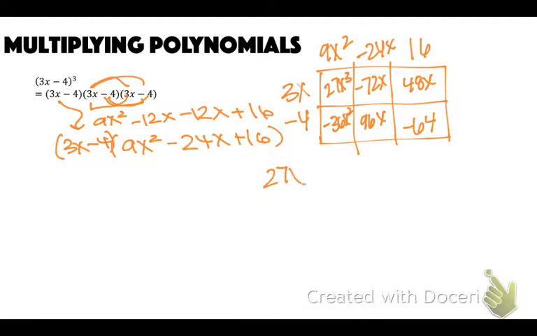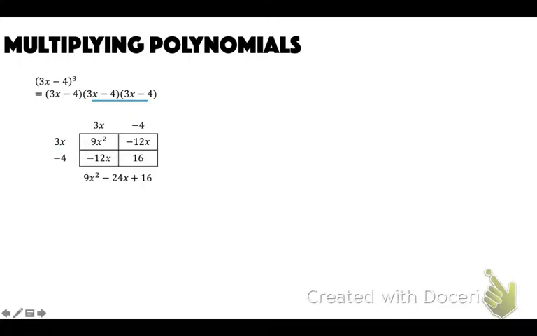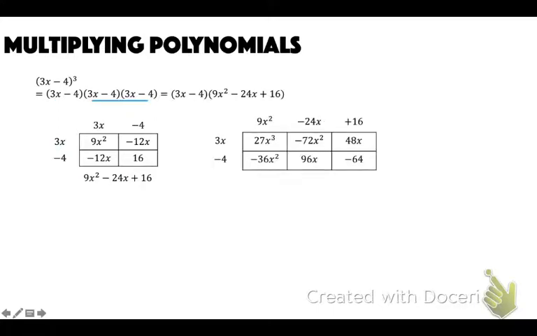So then that's 27x cubed. Combine those two, so negative 36 minus 72. I'm using my calculator, so I don't make a mistake. 96 plus 48 is 144. And then minus 64. So that was like a double multiplication problem, right? Okay, let's double check and make sure we did it right. Multiplied those two, got that, multiplied that one, and get that.